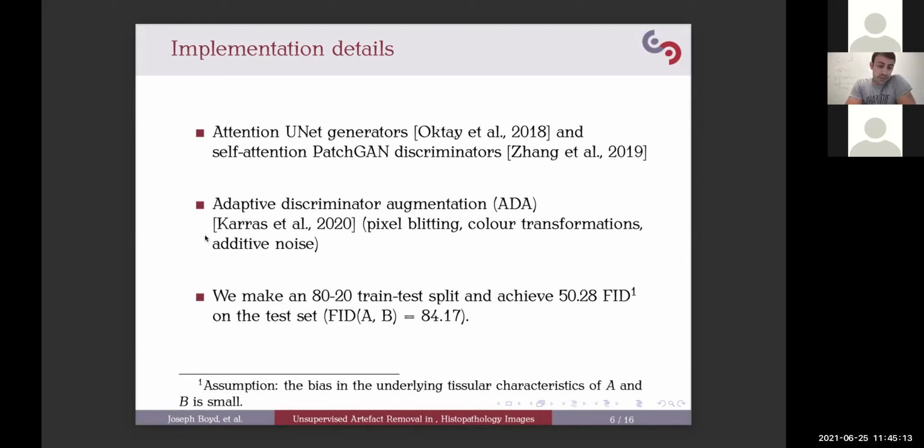Then we run an 80-20 train-test split, and we evaluate at a Fréchet Inception Distance of 50.28, which may seem relatively large, but it was evaluated on a relatively small number of images. And for some perspective, the FID between the test images from the 2 domains is 84.17. So we're making some kind of improvement.